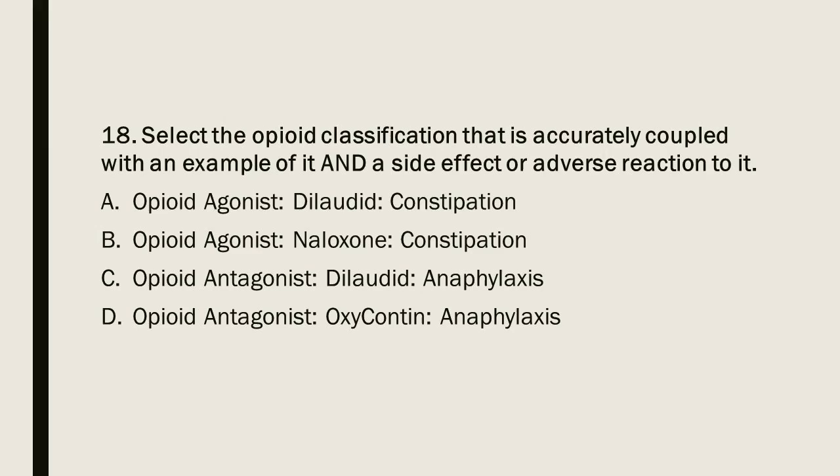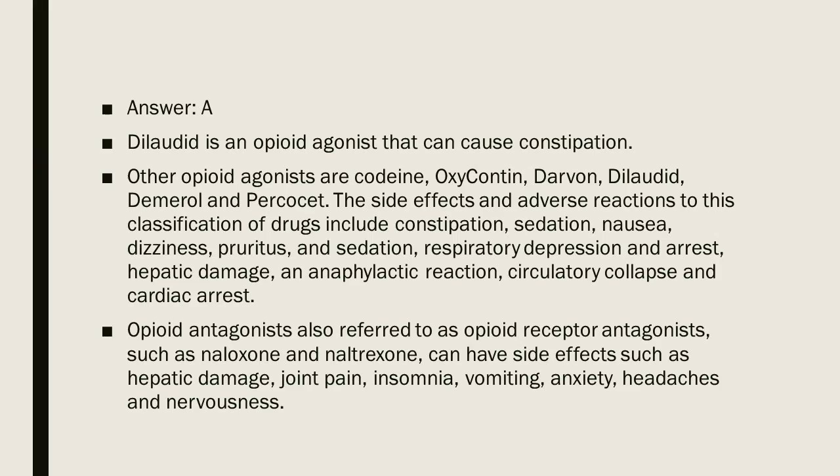18. Select the opioid classification that is accurately coupled with an example of it and a side effect or adverse reaction to it. Opioid agonist, Dilaudid, constipation. Opioid agonist, naloxone, constipation. Opioid antagonist, Dilaudid, anaphylaxis. Opioid antagonist, OxyContin, anaphylaxis. Answer A. Dilaudid is an opioid agonist that can cause constipation.